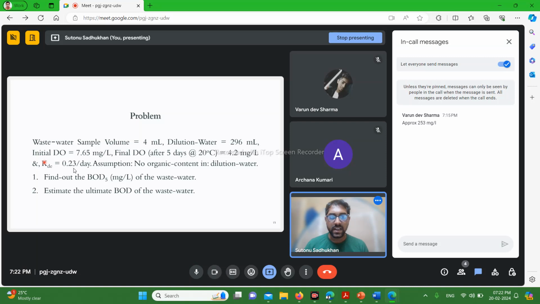So kindly calculate the second one using the formula that I told earlier. Using the kinetics, the K value will come into the picture. So I'll wait for 2 more minutes. Archana, you also try to calculate.